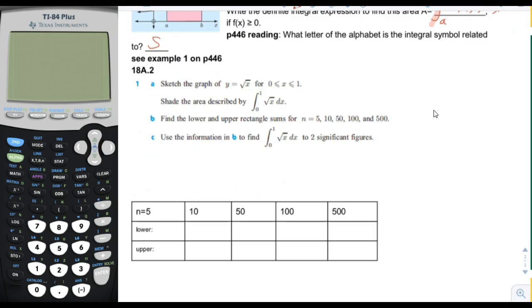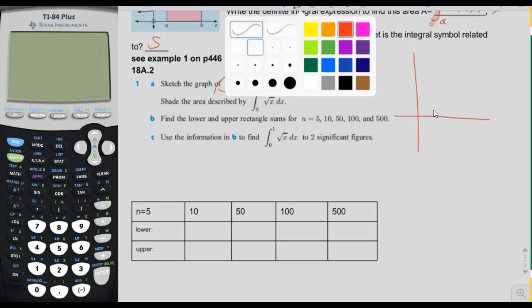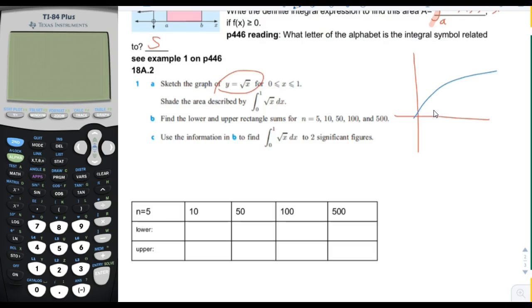So sketch the graph of y equals square root of x. Y equals square root of x is like a sideways parabola. So we know that it looks kind of like this, intersects 1, 1. Okay. Shade the area described by the integral from 0 to 1 of square root of x. So that would just be this region here.